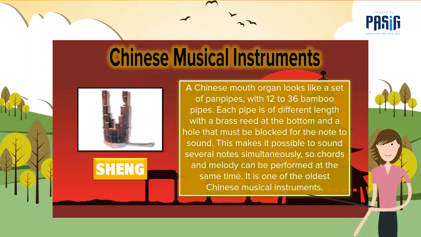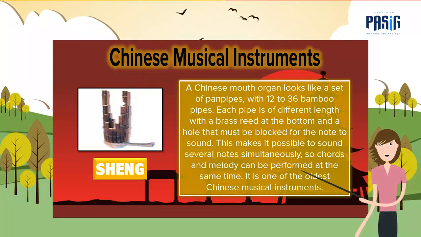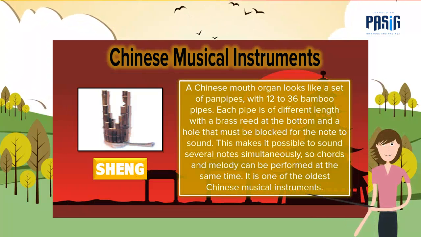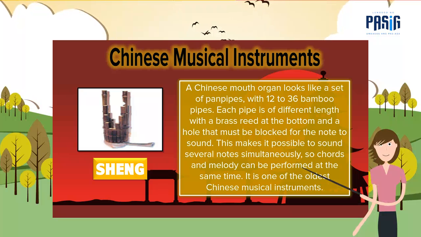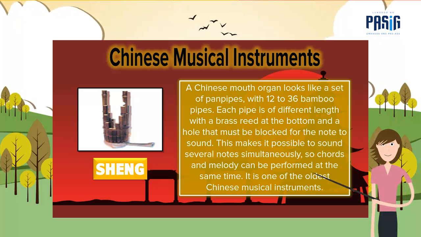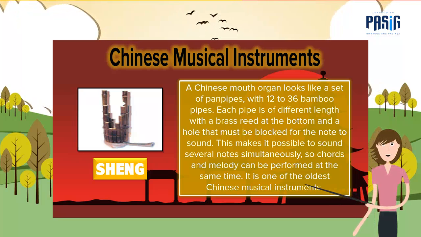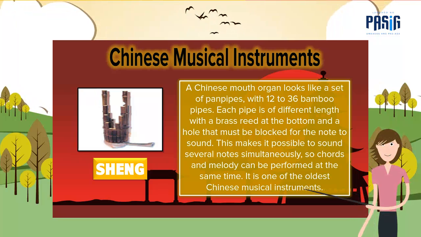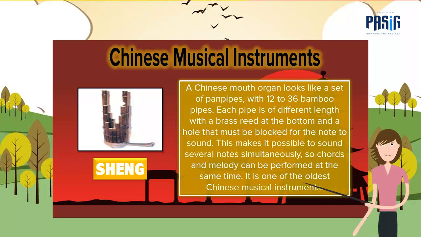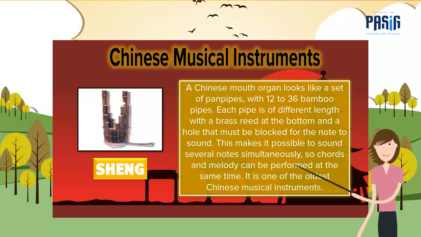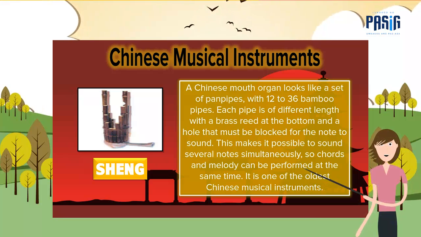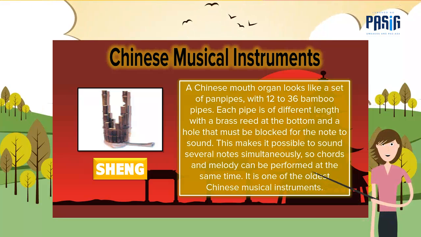Sheng, a Chinese mouth organ, looks like a set of panpipes with 12 to 36 bamboo pipes. Each pipe is of a different length with a brass reed at the bottom and a hole that must be blocked for the note to sound. This makes it possible to sound several notes simultaneously, so chords and melody can be performed at the same time. It is one of the oldest Chinese musical instruments.